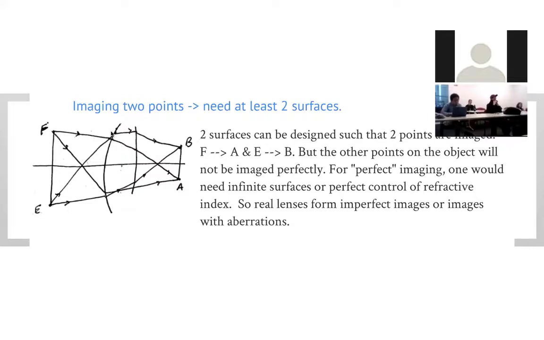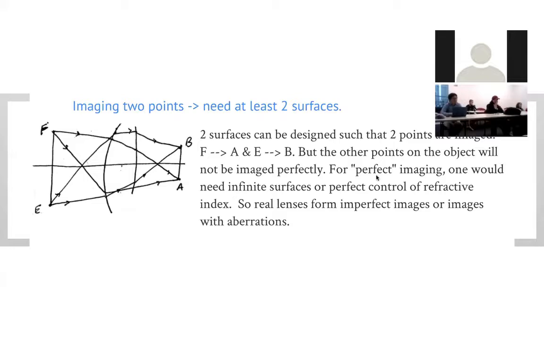So I can design these two surfaces to perfectly image F to A and E to B because I have two surfaces. But if I pick any other point in between, let's say a point here, it will have an approximate point here, but in general, it will not be perfect. You will have aberrations. So it will be a little bit blurred here. And this is what's referred to as image aberrations. And you can, of course, correct for them, but you need more than two surfaces in that case.